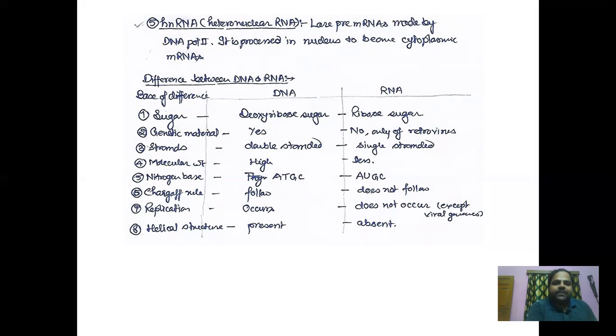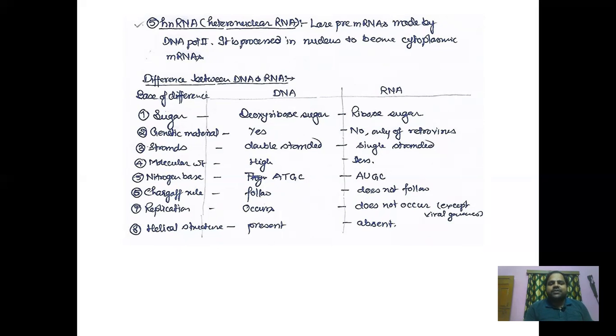So here we will see the difference between DNA and RNA. The first difference is based on sugar. In case of DNA, deoxyribose sugar is present, but in case of RNA, ribose sugar is present. The second point is genetic material. DNA is the genetic material, but RNA is not, most of the time, except in some viruses, that is, retroviruses.